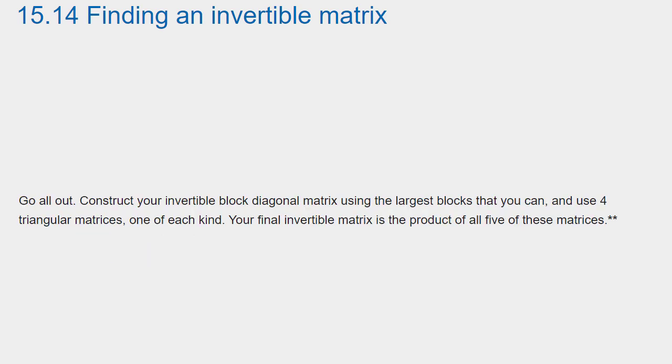Go all out. Construct your invertible block diagonal matrix using the largest blocks that you can, and use 4 triangular matrices, one of each kind. Your final invertible matrix is the product of all 5 of these matrices.